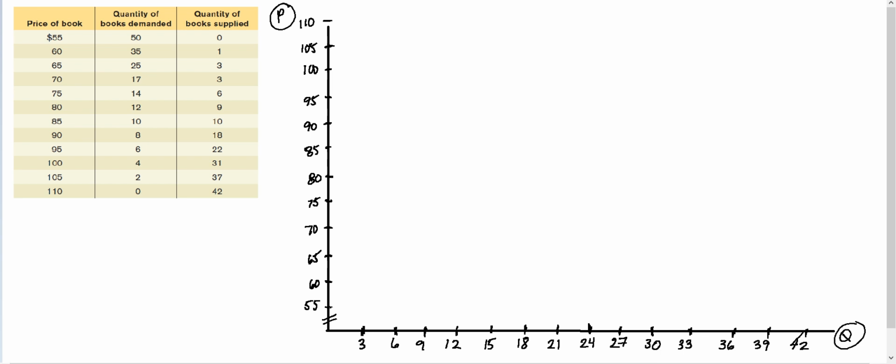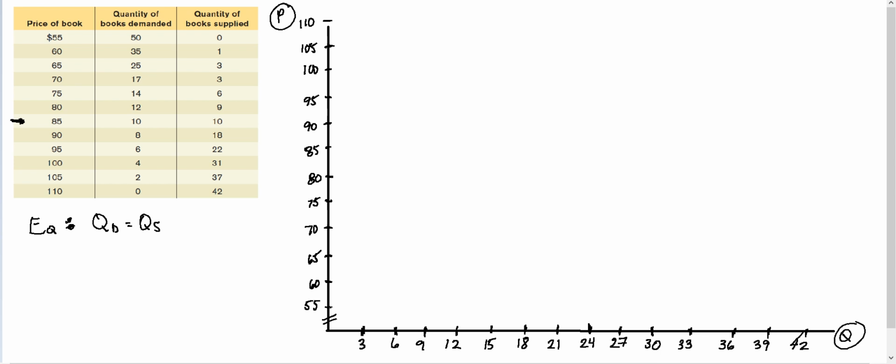So first, let me take note of the fact that the problem asks us to consider the surplus at the equilibrium in this market. Now, we know that equilibrium is the place where our quantity demanded equals quantity supplied. So if I just focus on the two columns in this table, I see that the spot where demand equals supply is at the price of $85 per book. The quantity demanded is 10, as is the quantity supplied.